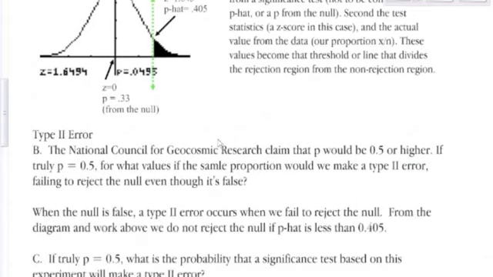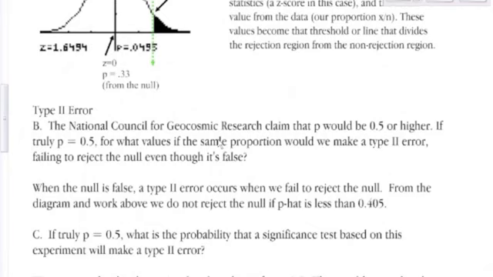Type 2 error. Let's talk about type 2. If I'm going to be able to create a type 2 error, I have to have an alternate suggestion for what my P should be. In this case, the Council for Geocosmic Research actually claims that they have a probability of 0.5 or higher. They should be getting half of them correct instead of just 1/3.